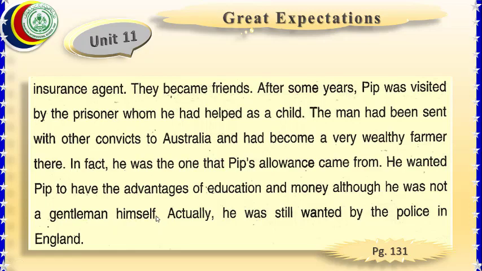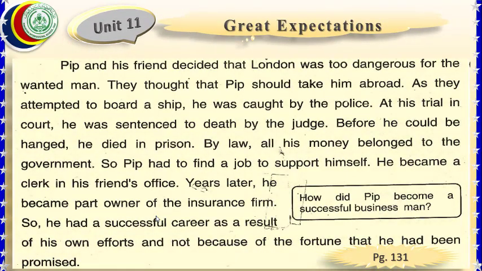Let us move forward. This is the next paragraph. It is mentioned here, Pip and his friend decided that London was too dangerous for the wanted man. Yes, this is the time, in fact, when the prisoner came to see Pip, to visit Pip. England police had sent him out of England to Australia. From Australia, he came to London to visit Pip.